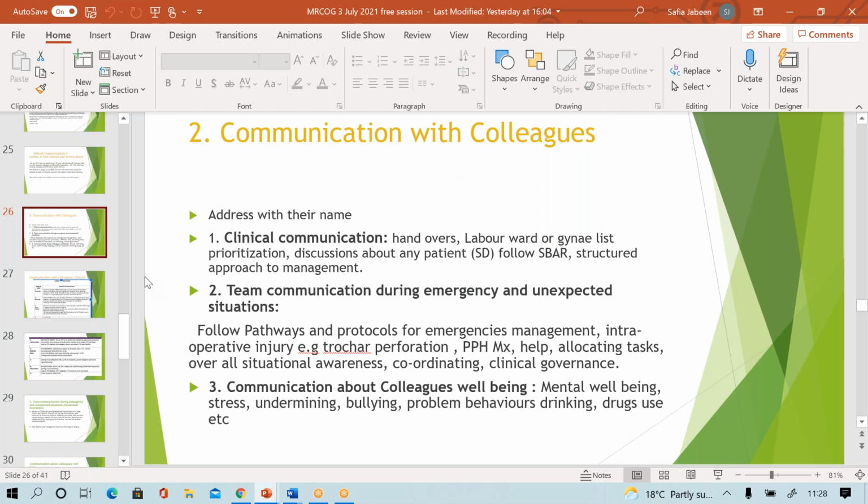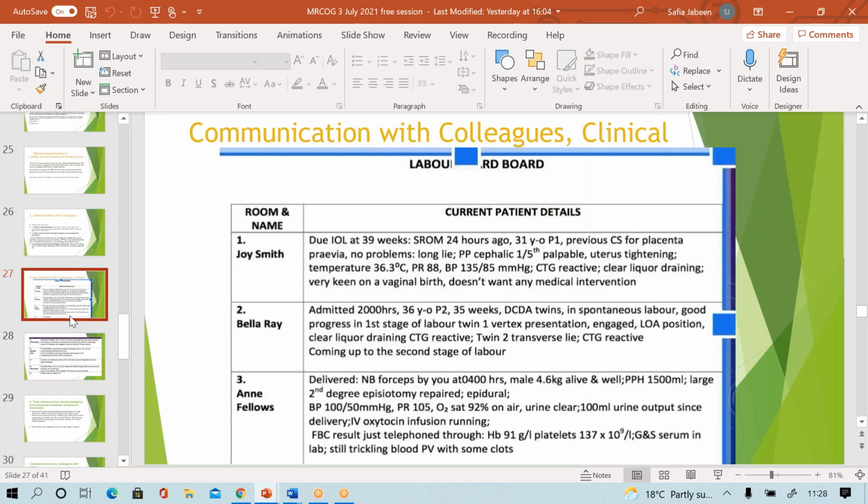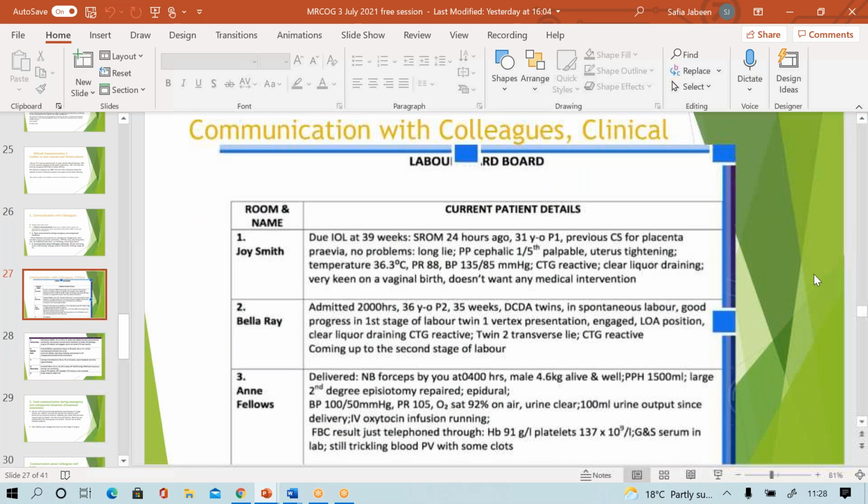So just a couple of examples of these communications, what we exactly meant. Communication with colleagues, when we do clinical communication. For example, labor ward prioritization appears in the exam, how we communicate with colleagues. This communication is about transfer of care from one colleague to others. A team of colleagues has been on duty in the night or during the day, and then how they should transfer that care to incoming colleagues.